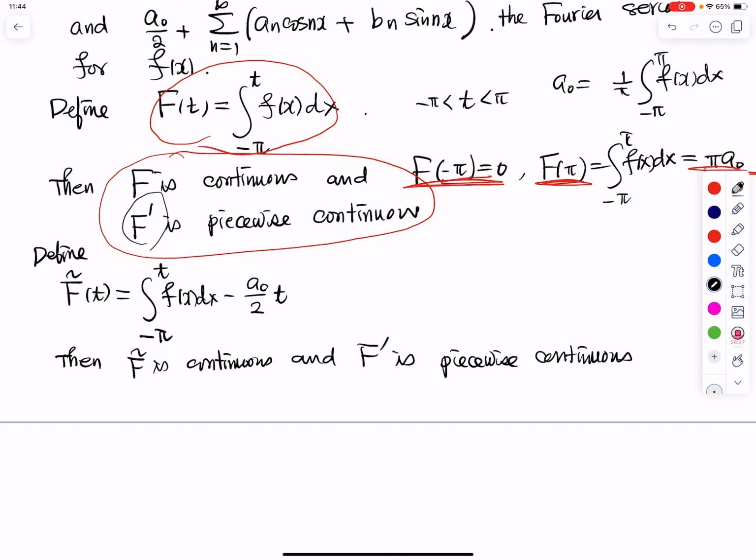So this is piecewise continuous. Furthermore, what is f tilde of pi? Minus pi: you plug in f tilde of minus pi. First integral from minus pi to pi. This is what we have. This is minus a0 over 2 pi.